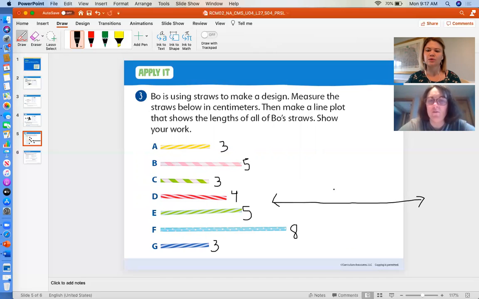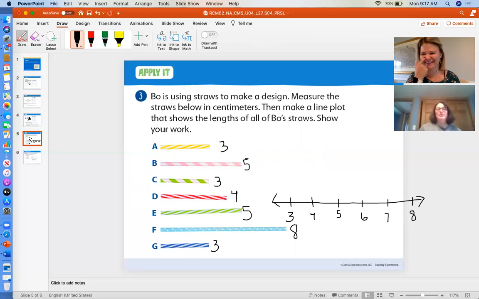All right. So what is our smallest number? So it looks like our smallest number is 3. And our biggest number is 8. And then we need to fill in between. So 4, 5, 6, and 7.